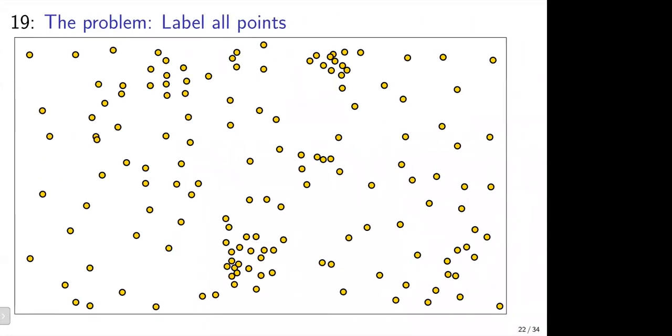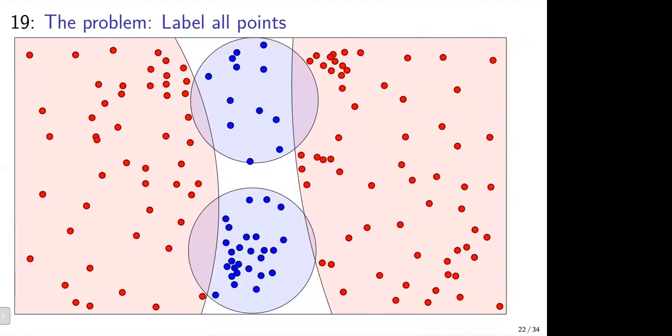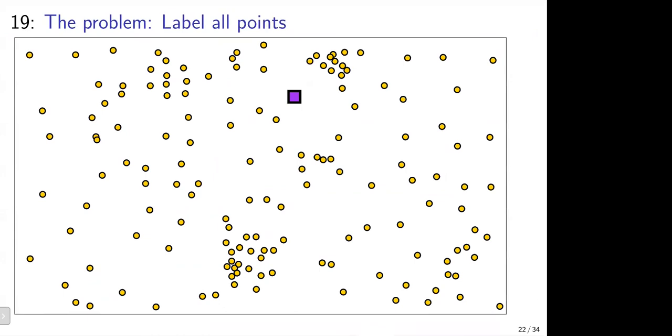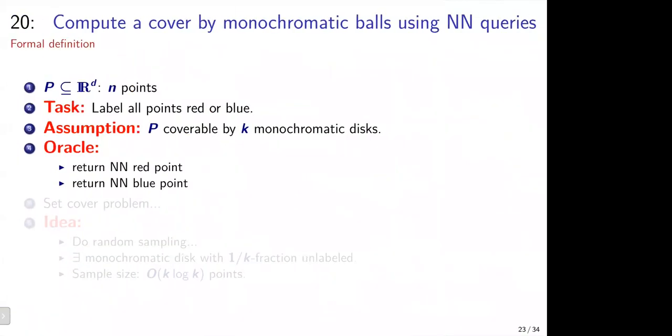Okay, so we want to label all points again, red and blue points. The assumption is that we can cover the point set with K monochromatic disks, red and blue disks. The Oracle queries that I allow you are, given a point, give me the closest point that is red and the closest point that is blue. And the question is how to do that. If you think about it, this is really a set cover problem, right? I'm trying to cover the input with red and blue disks.